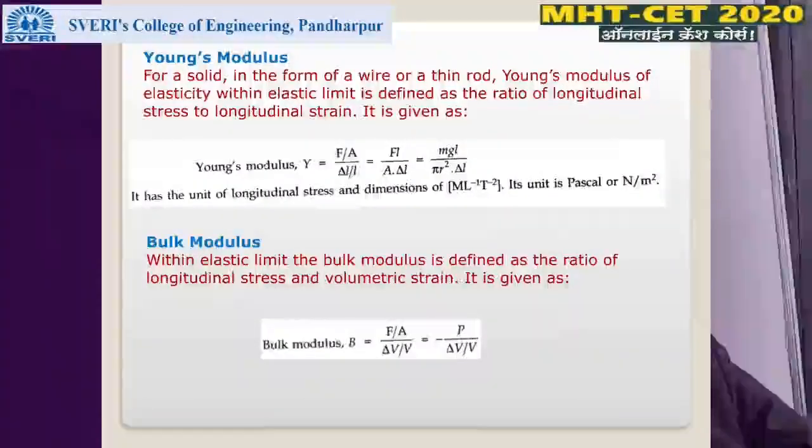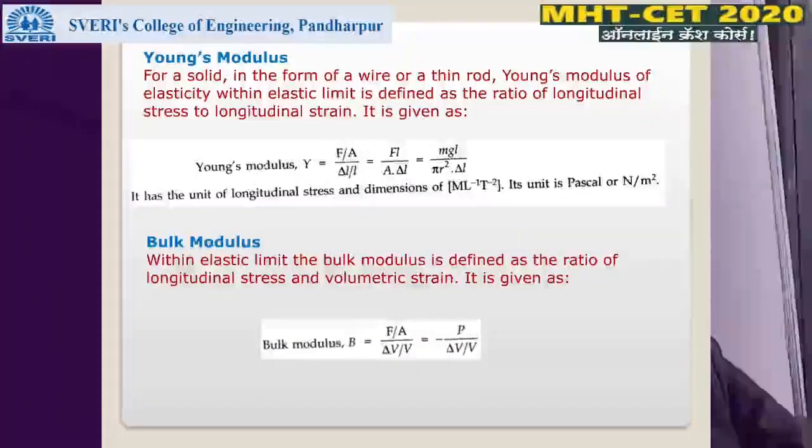First is Young's modulus. So for a solid in the form of a wire or a thin rod, Young's modulus of elasticity within elastic limit is defined as the ratio of longitudinal stress to longitudinal strain. It is given by Young's modulus, longitudinal stress that is F upon A. We have discussed the longitudinal strain that is delta L upon L, that is change in length upon original length. So if we adjust this term and put it properly, it becomes mgl divided by pi r square into change in length, that is delta L. We have mentioned its dimension and unit also.